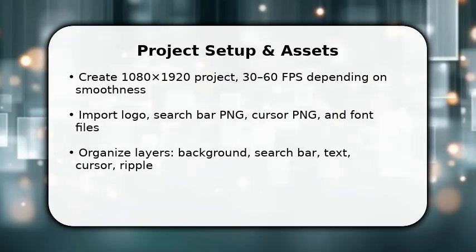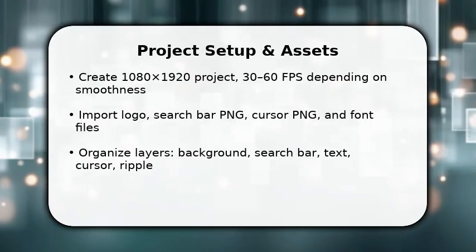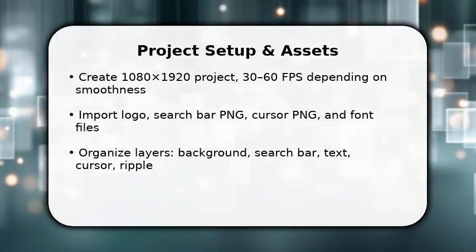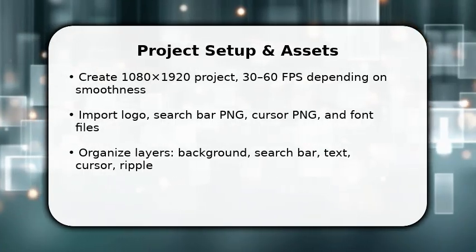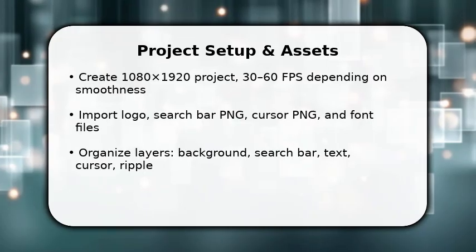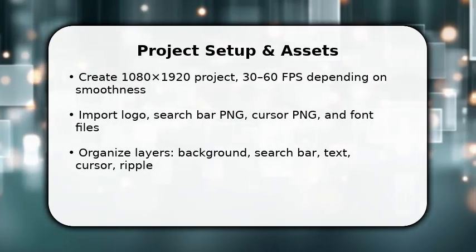You start by creating a 1080 by 1920 project. Choose 30 or 60 FPS for smooth motion. Import your logo, search bar PNG, cursor PNG, and desired font so everything is ready.